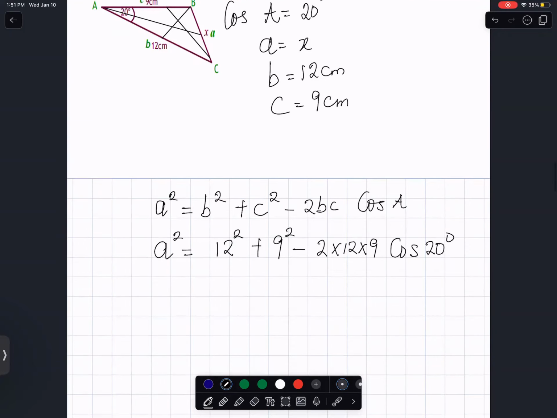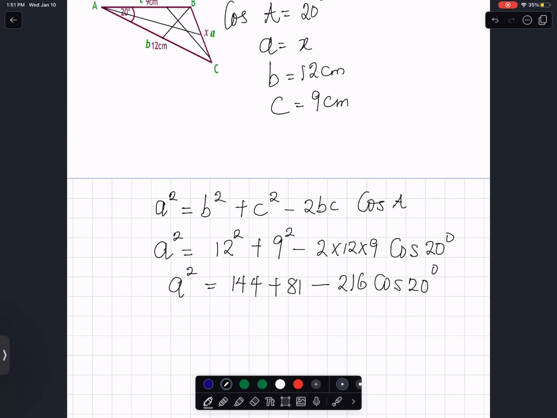So what do we have? So we have A squared. 12 squared is 144 and 9 squared is 81. So you have 2 times 12 times 9. 2 multiplied by 12 multiplied by 9 gives us 216 cos 20.